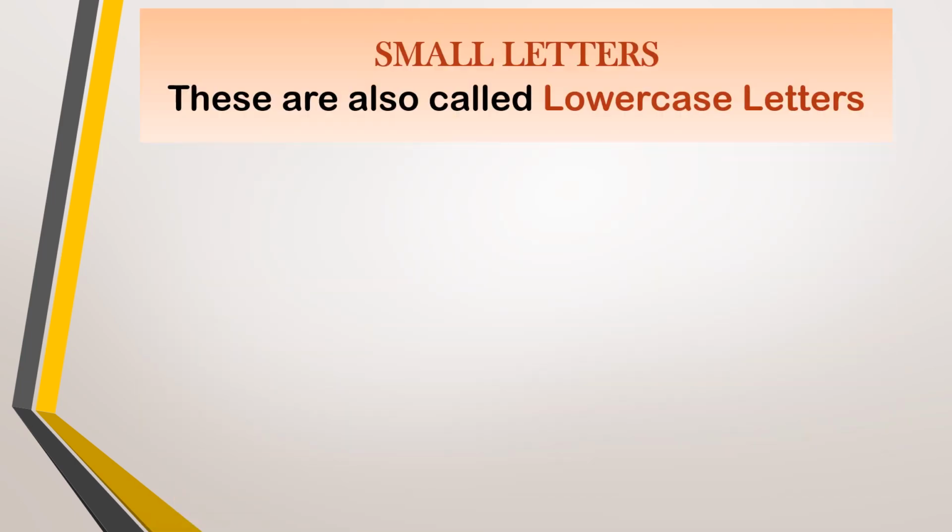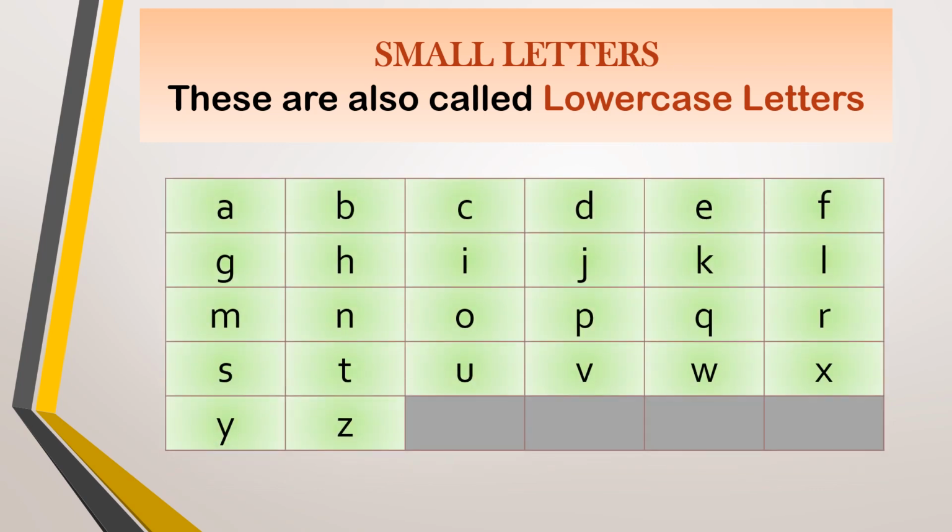Small letters. These are also called lowercase letters. So what are the small letters called? They are called lowercase letters. So let's see them. A, B, C, D, E, F, G, H, I, J, K, L, M, N, O, P, Q, R, S, T, U, V, W, X, Y, Z. So these letters are written in small. So they are called small letters.